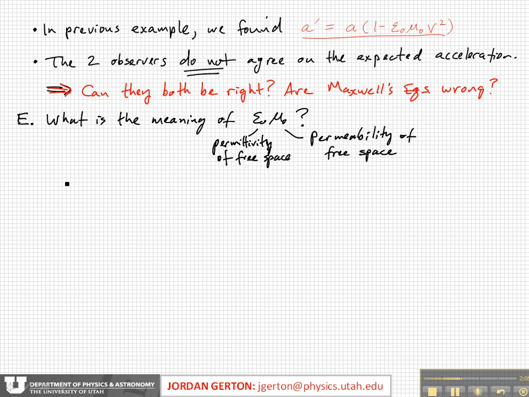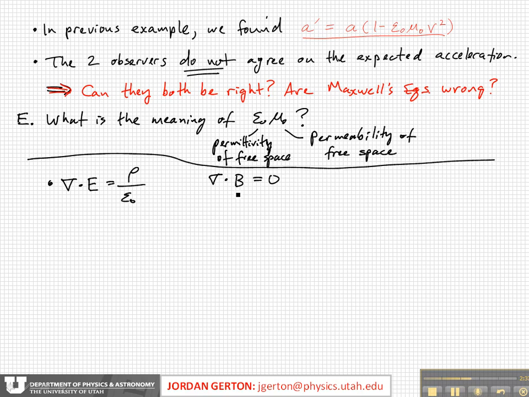Okay, so first of all we have to remember our Maxwell's equations, which hopefully you're familiar with from an electricity and magnetism course. We have this equation which relates the divergence of the electric field to the charge density. Okay. We have an analogous equation for the magnetic field: the divergence of the magnetic field equals 0.